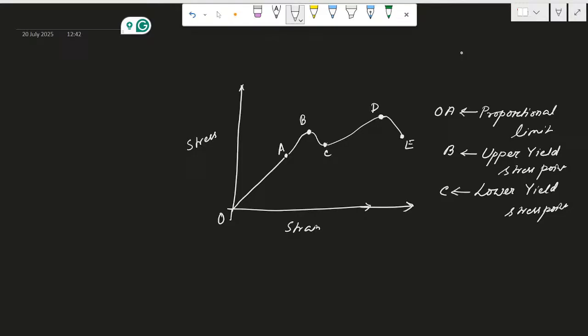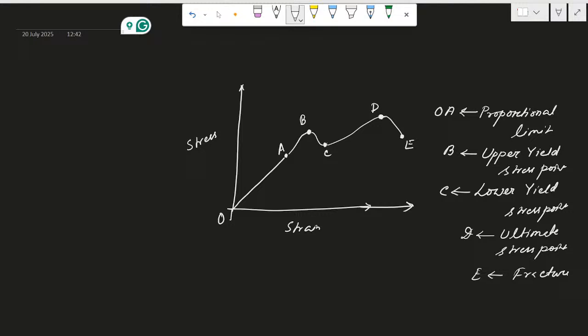D is the ultimate stress point. That means beyond D, if you go, it will break. Ultimate stress point. And E is the fracture, that final breaking, fracture. So these are all important points.